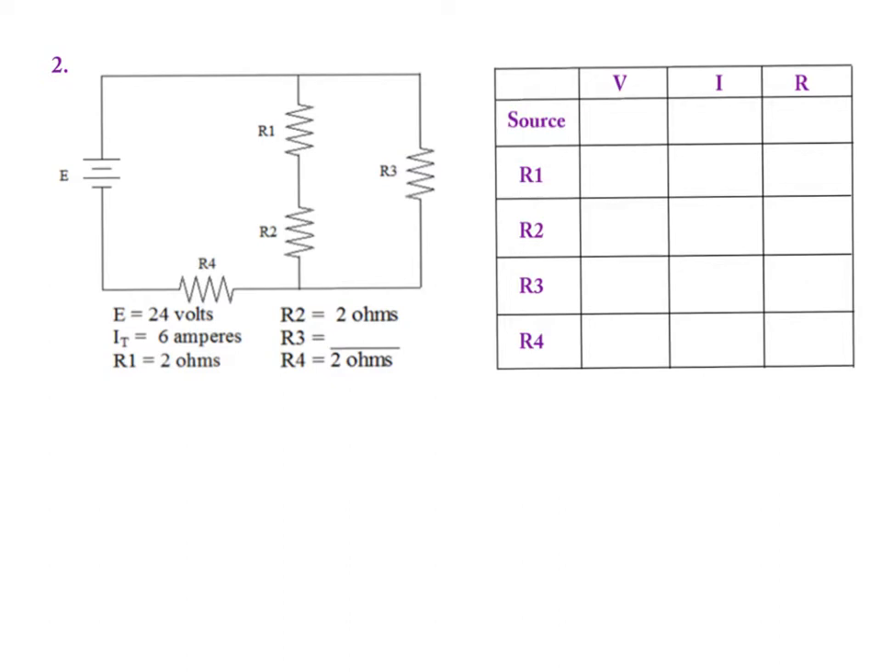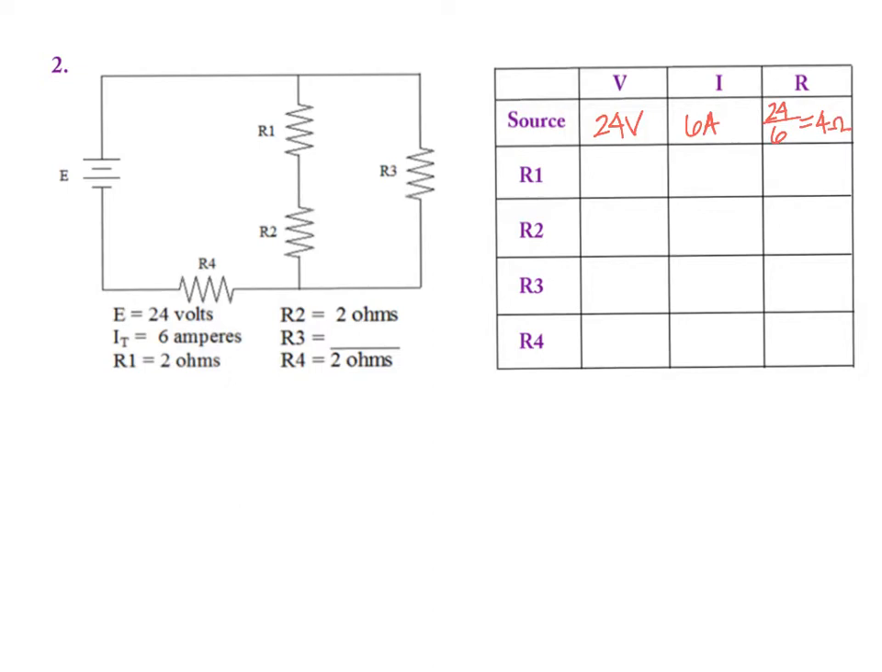We know that the voltage at the battery is 24 volts. We know that the total current is 6 amps. And when we're given both of those, we can use Ohm's law to find the total resistance. So I'm going to do V divided by I, and that's going to give me a total resistance of 4 ohms, okay?